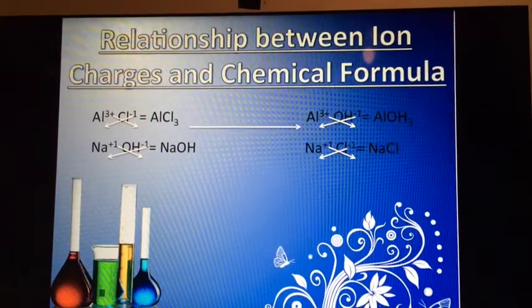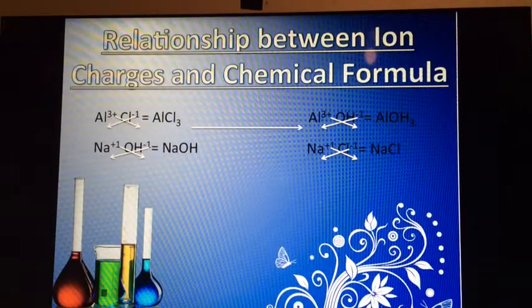Relationship between ion charges and chemical formula. As you can see, Al has a charge of 3+, and chloride has a charge of -1. So remember, you crisscross them down by dropping the plus and minus sign, creating AlCl3. Because remember, 1 is not written, so Al just leaves a blank, but Cl has the 3.